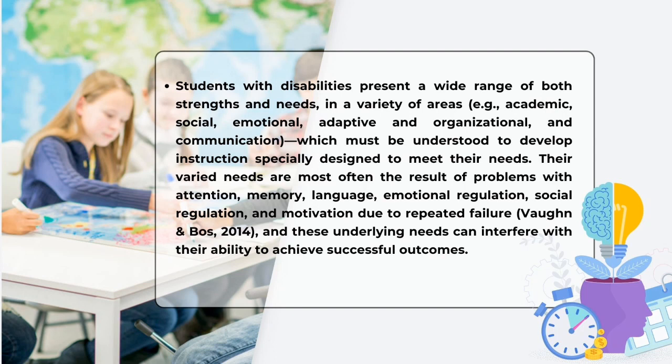Their varied needs are most often the result of problems with attention, memory, language, emotional regulation, social regulation, and motivation due to repeated failure, and these underlying needs can interfere with their ability to achieve successful outcomes.